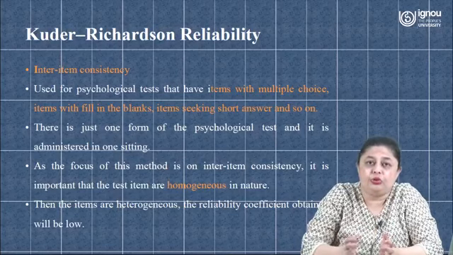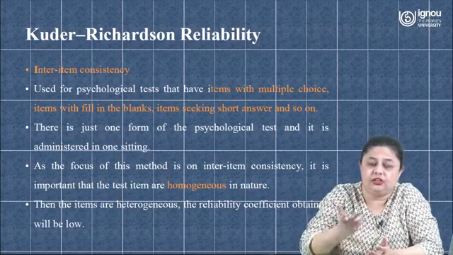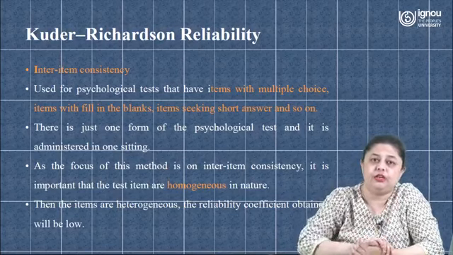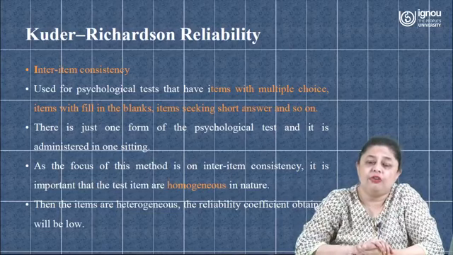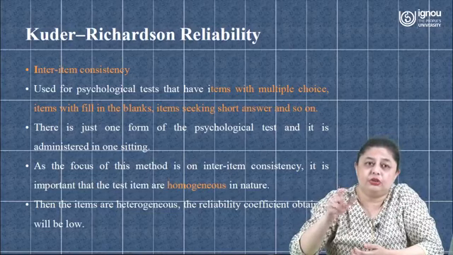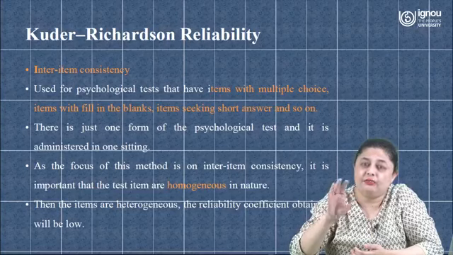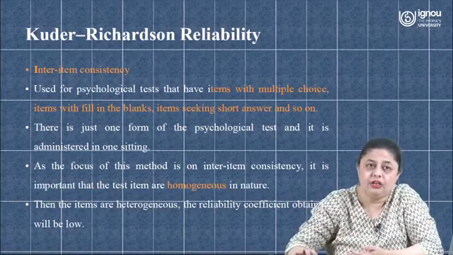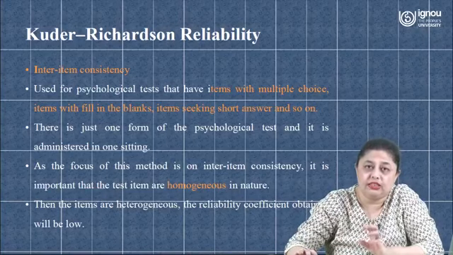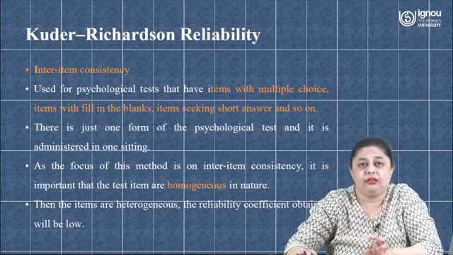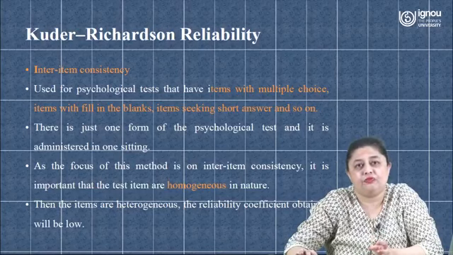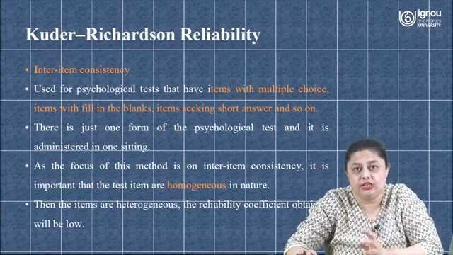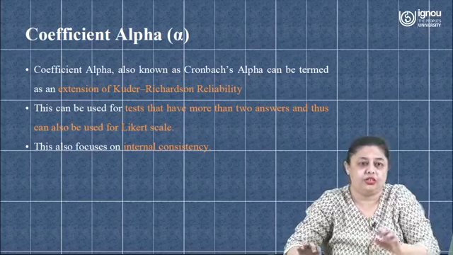Because if they are heterogeneous in nature, then with Kuder-Richardson reliability the correlation you compute between the items could come out negative, and then you will not be able to establish the reliability. So it is very important that this method is used for psychological tests which have items that are homogeneous in nature and not heterogeneous.